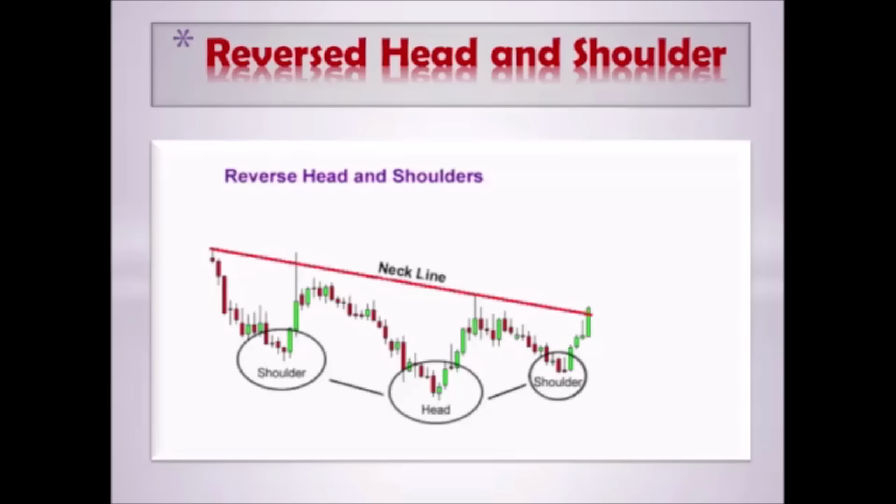Now this formation occurs after an extended downward movement. You can see the neckline here, and this is just like a head and shoulder pattern, but it's flipped upside down. With this information we would place a long entry order above the neckline.